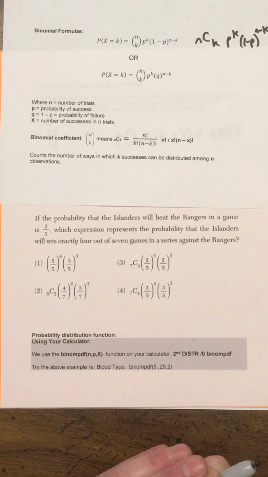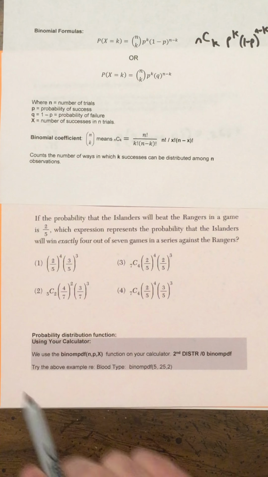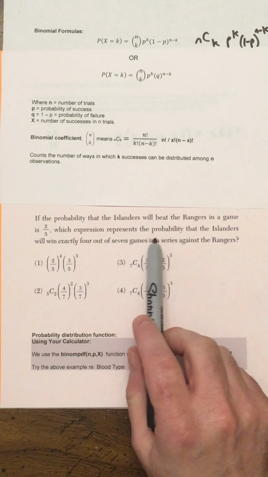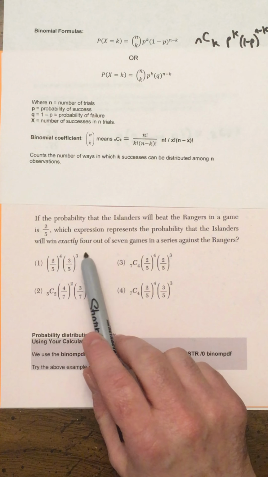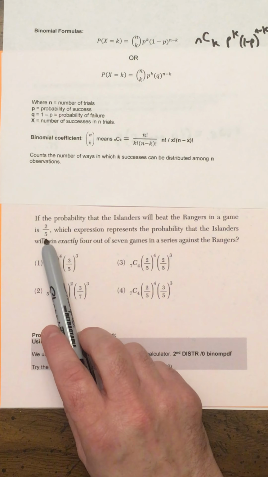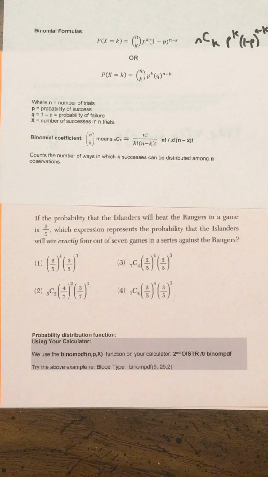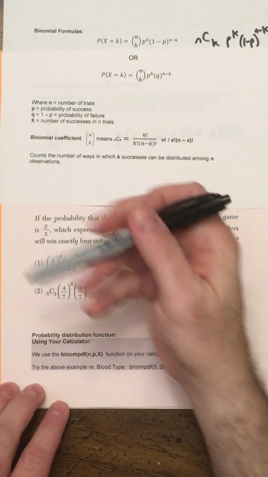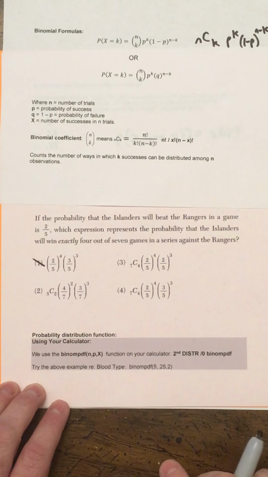If the probability that the Islanders will beat the Rangers in a game is 2/5, which expression represents the probability that the Islanders will win exactly 4 out of 7 games in a series against the Rangers? So we're assuming that every time they play, the probability that the Islanders will win is 2/5 or 0.4. All right, so this can't be it because we need to take all those rearrangements.